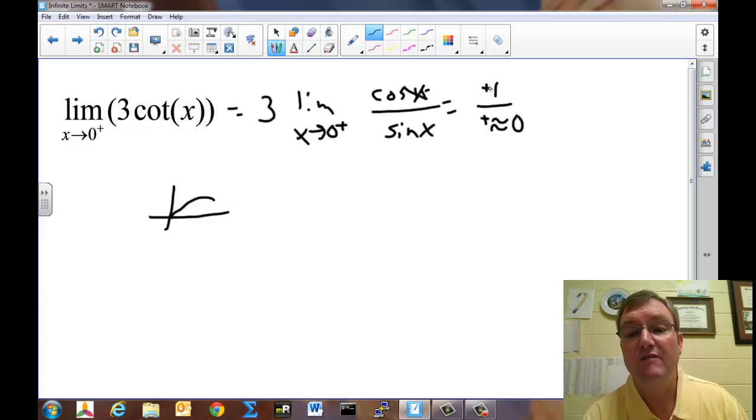So we're going to have a number divided by a really small number. They're both going to be positive. So the limit should be infinity because we've got a positive number divided by a positive number. So our answer should be infinity.